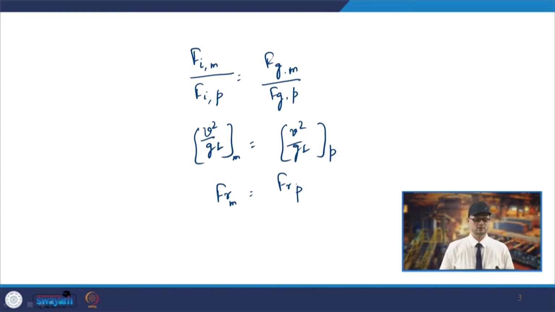So, these conditions emerge when we talk about these similarity conditions, especially maintaining the dynamic similarity in the case of fluid flow. What we see is that these conditions need to be checked when we are predicting the values, and then we say that the model as well as the prototype are dynamically similar.